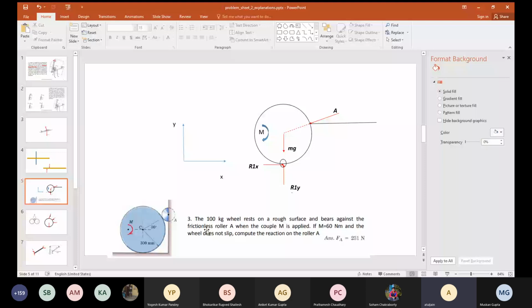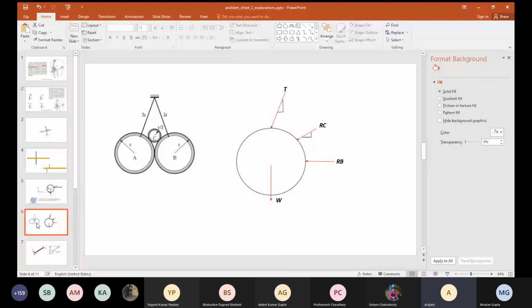I am projecting that slide. It should appear soon. Can you see that slide?